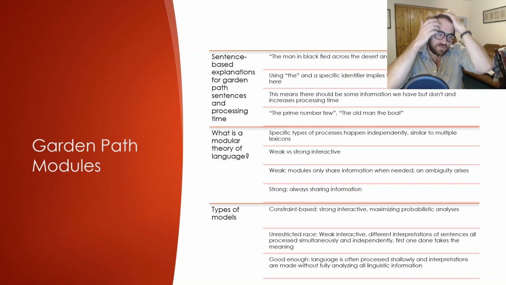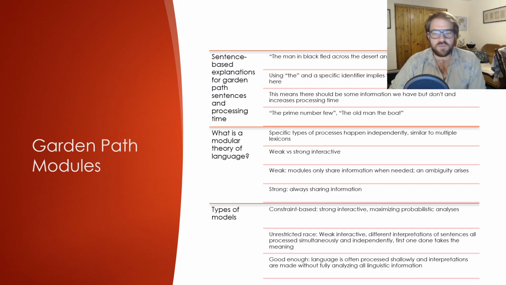So it's just another reason, again, not invalidating any of the ones we've talked about already. So what is a modular theory of language? What it means is that you have specific types of processes that are happening independently. This is kind of like multiple lexicons. You can have a phonetic one happening, and then at another time you have a semantic one happening. You're using these different modules at different times. They can be happening at the same time. We're talking about these theories of language, but they're independent.